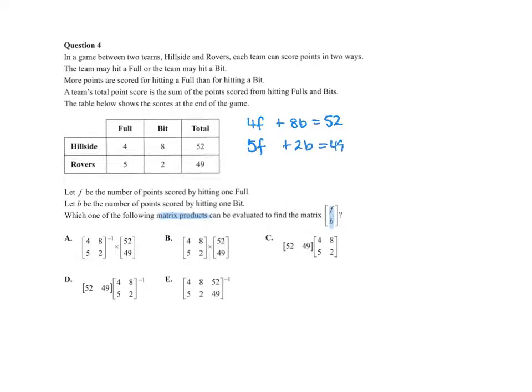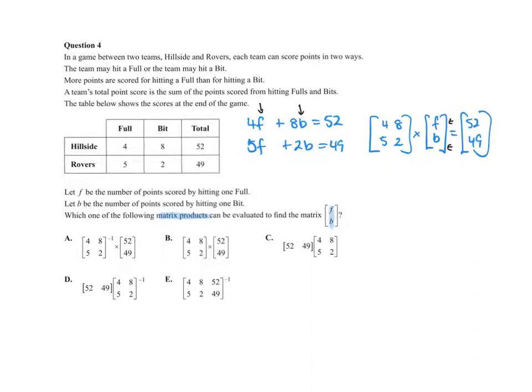So if we were setting this up matrix style, it would be 4, 8, 5 and 2 times B and F. What have I done wrong there? I've got full first here, so I have to put full there, yeah? So be careful with that. Equals 52, 49. So what I meant there, I had F listed first, then B. So F has to go first here and B there, like that.